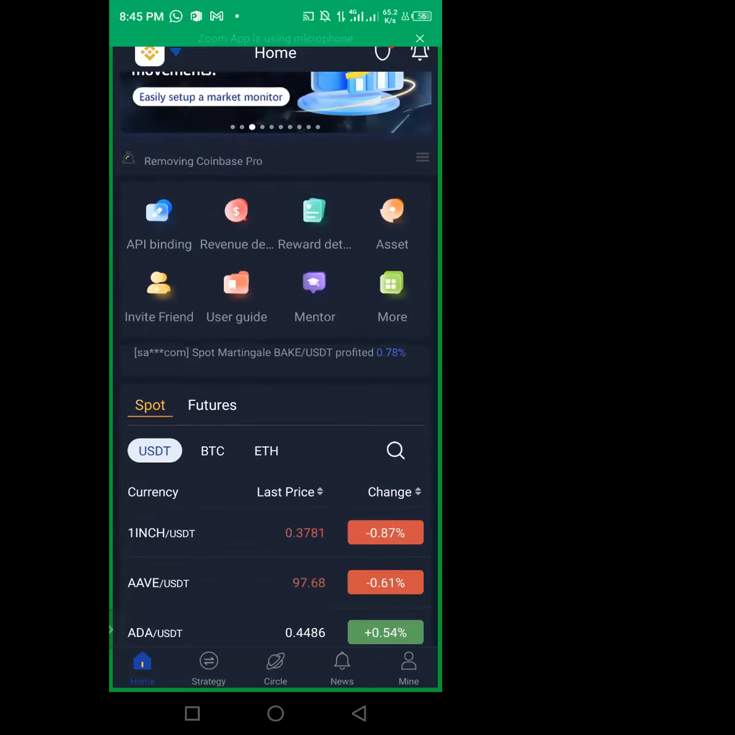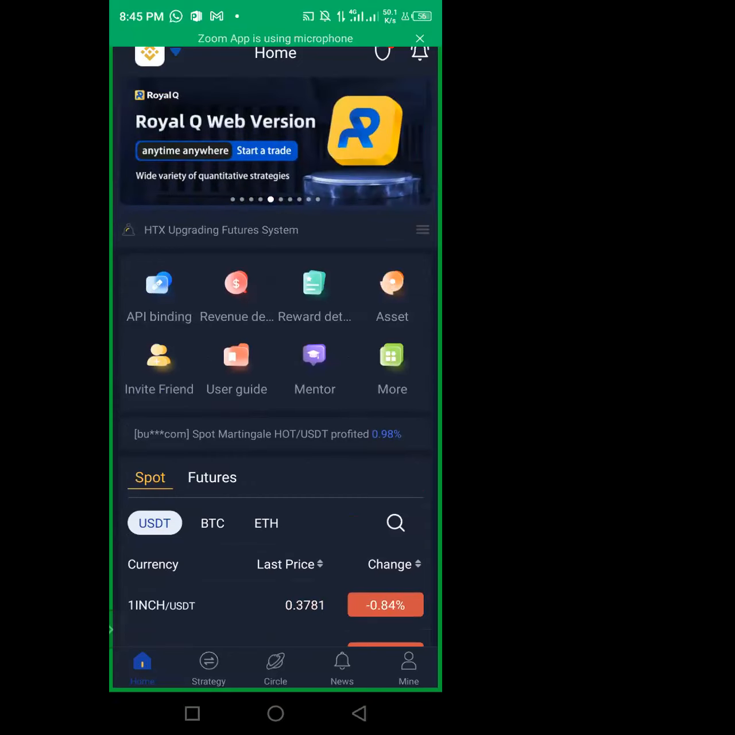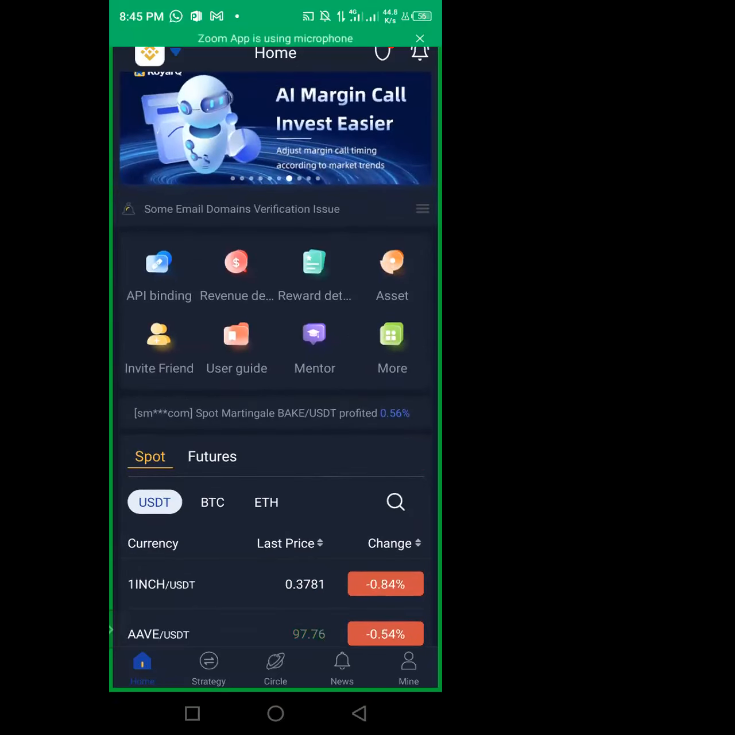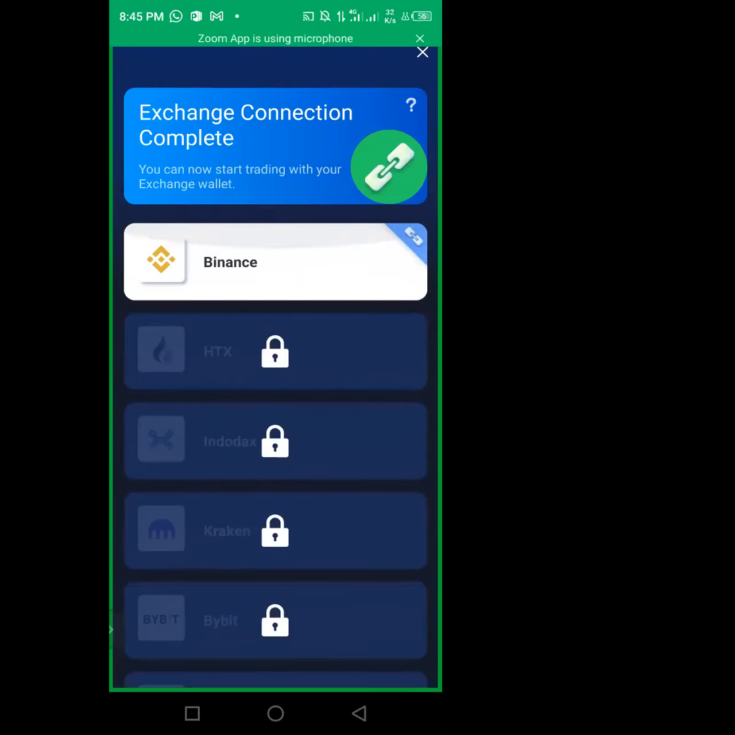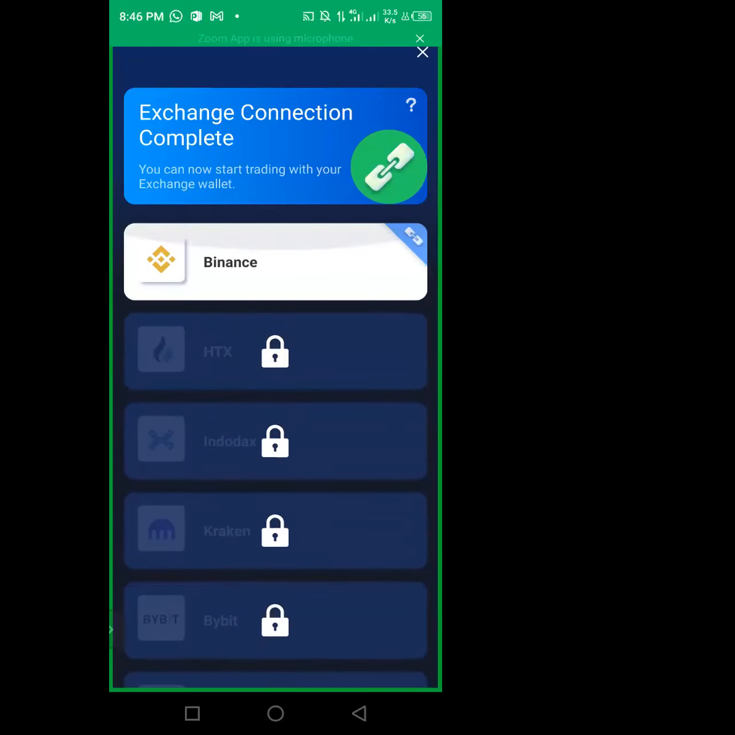So the next thing you find here is the API binding. Like our leader said, we don't give our money to Royalq. We don't give our money to anybody to help us trade. We keep our money in these exchanges and we bind it. That is this first one, API binding. We bind it to our exchange. So after you register and activate the Royalq, you have to bind it. This API binding helps us not to give our capital to Royalq.